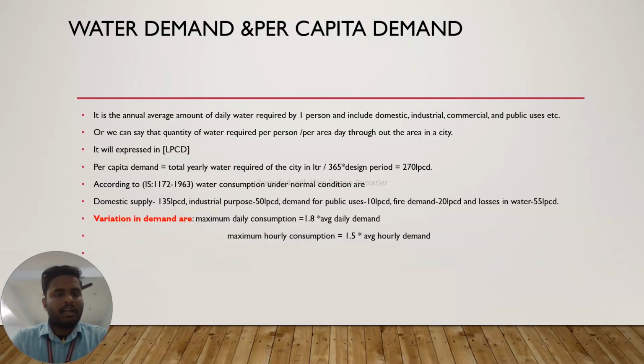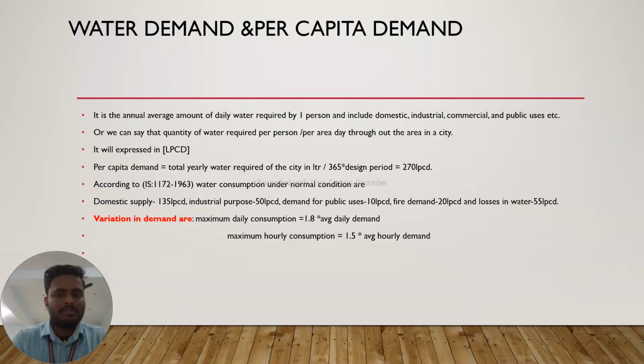So what is per capita demand? Per capita demand is defined as the total yearly water required of the city. Suppose I have to consider a city. In that city, the total yearly water required of that city in liters divided by 365 times the design period, and it must be 270 LPCD, and it can be categorized and classified. It is 270 LPCD as per the GOI manual. According to Indian Standard 1172 of 1963, water consumption under normal conditions, right, is described above as 270 LPCD.